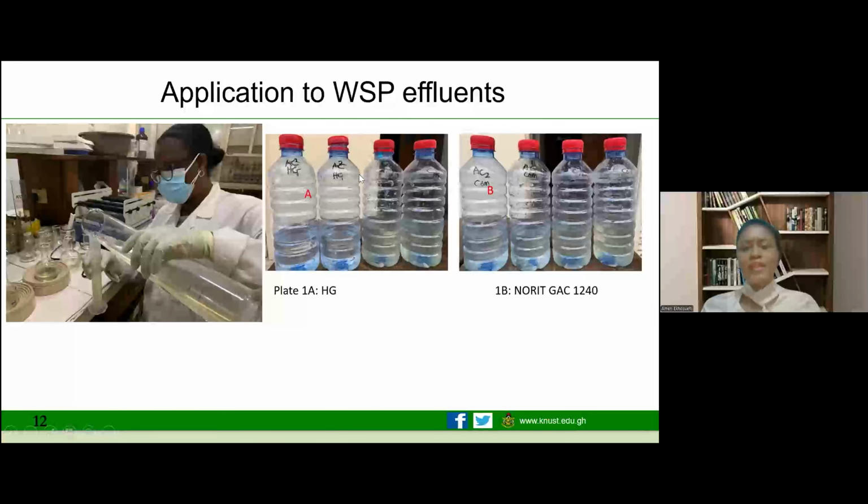Here, since we had in mind, the motive was to look at translation into the field, we compared with Norit GAC 1240 commercially activated carbon. By just looking at these plates, these treatments in duplicates were subjected to HG. These experiments used 10 milligram per liter. Looking at plate A and plate B, for those applied to the adsorbent, we can see that this is more clear than that of the Norit GAC.